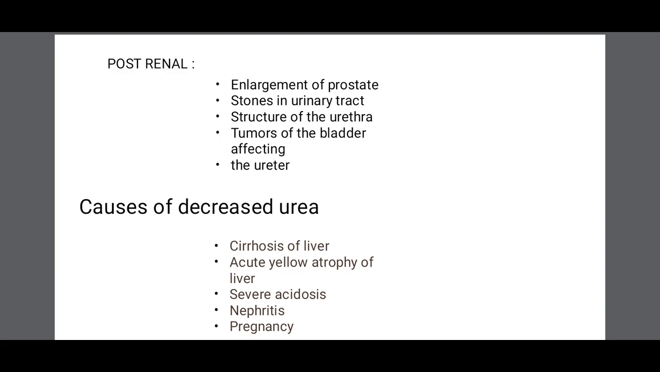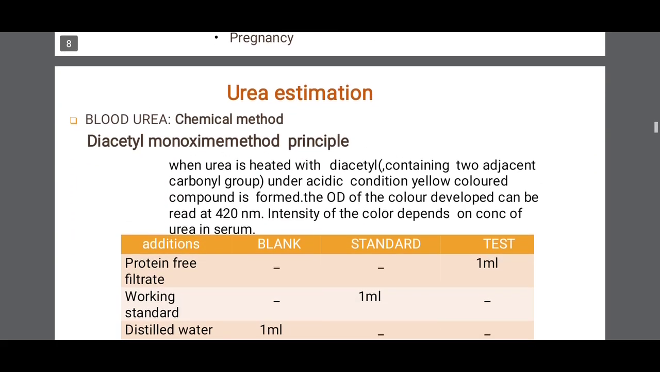level. The causes of decreased urea are cirrhosis of the liver, acute yellow atrophy of the liver, severe acidosis and nephritis, and also pregnancy, a low protein diet and severe liver diseases, which lead to reduced plasma urea concentration.